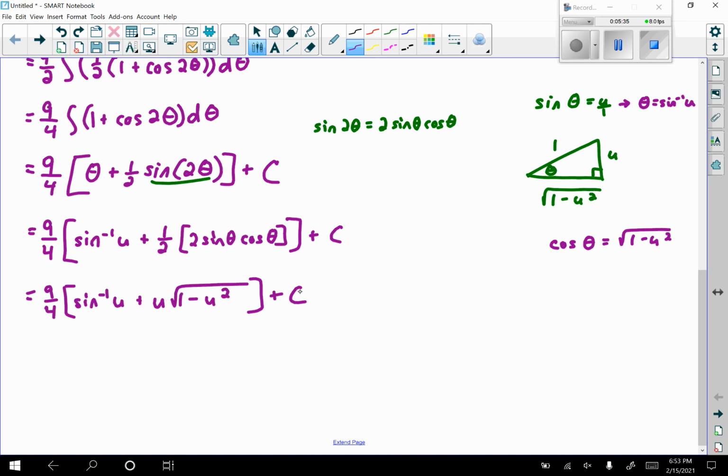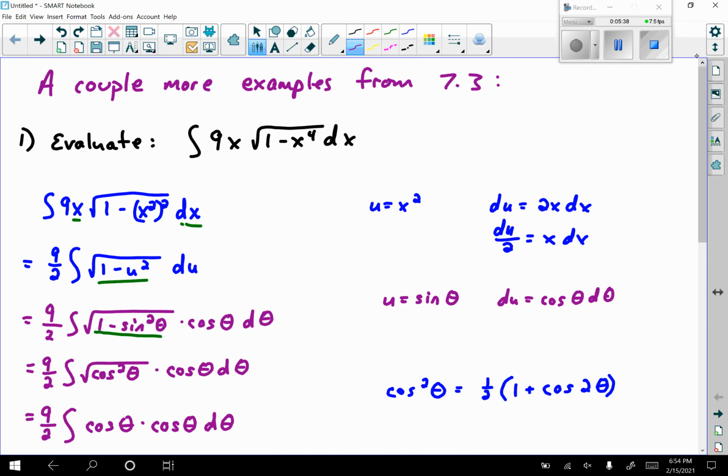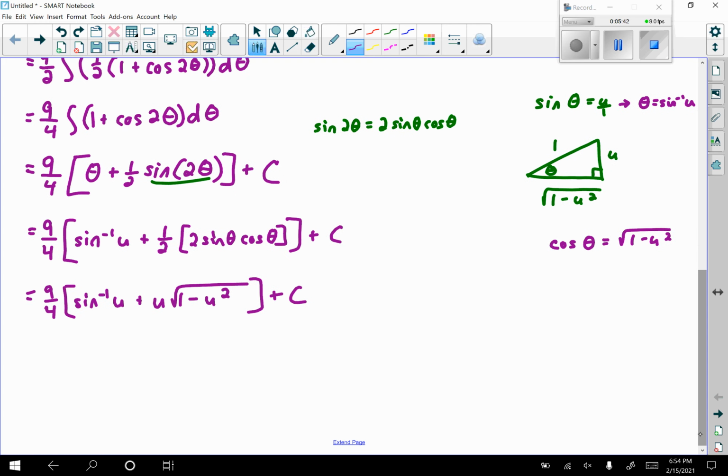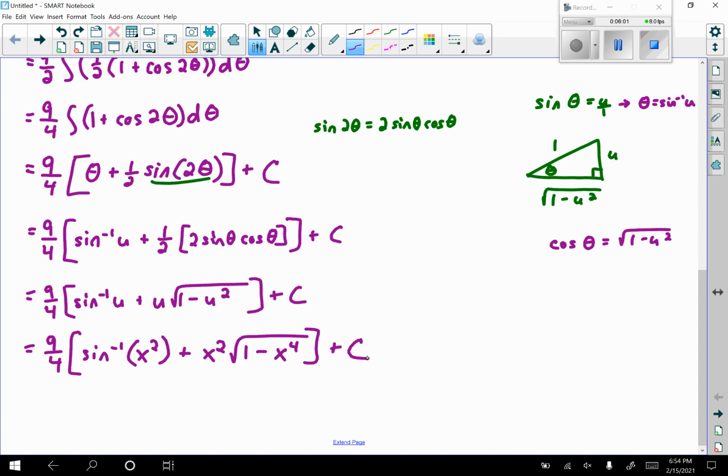But now I have to go back in terms of x. So if I go all the way up to the top, u is equal to x squared. So anywhere I see a u, I need to replace it with an x squared. So now we get 9/4 times the quantity of the inverse sine of x squared plus x squared times the square root of 1 minus x squared squared, which is x to the 4th, plus c. Now you could distribute that 9/4, or you could leave it like this. Again, you could have inverse sine of x squared, or arc sine of x squared, but this would be our final answer.